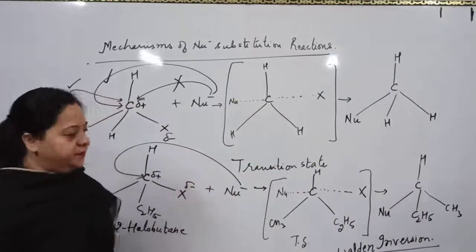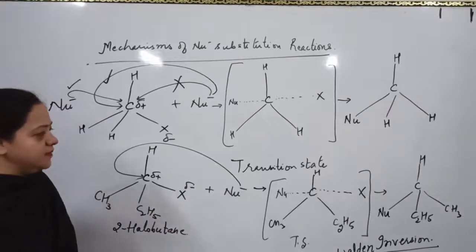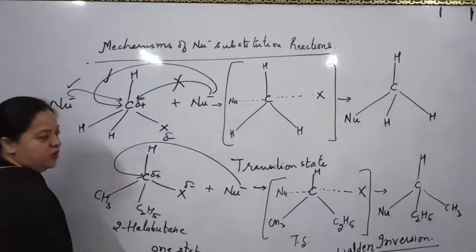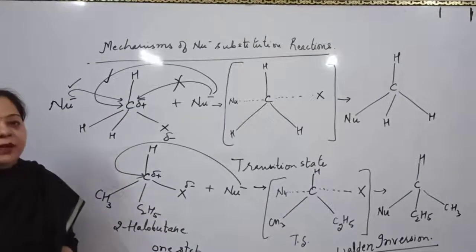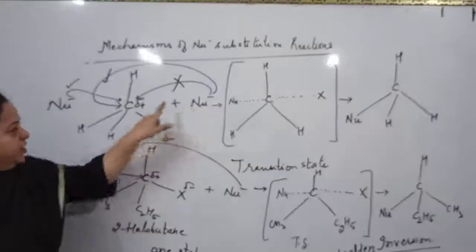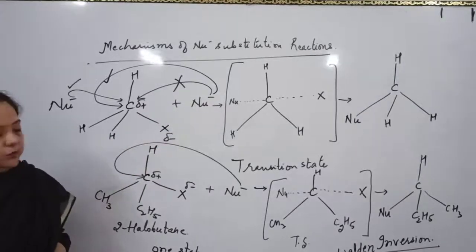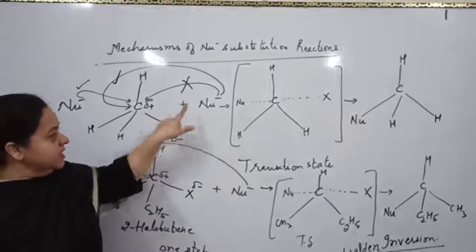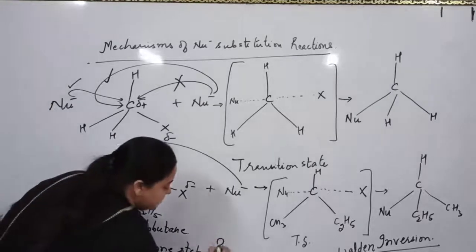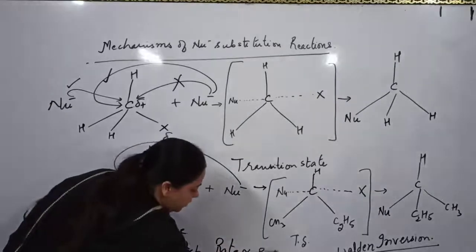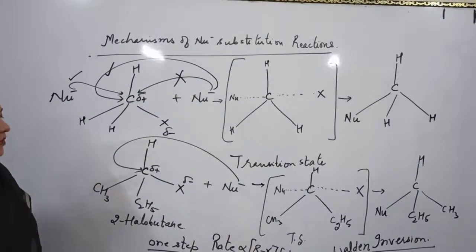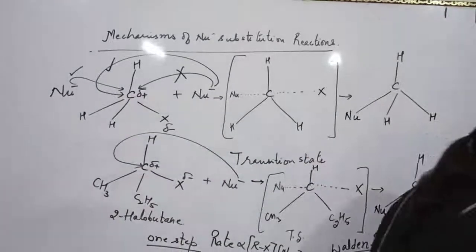Then in this case, as it is a single step process, this is a one-step process in which simultaneous bond formation and bond breaking take place. The rate of the reaction depends upon both the species. Both the species here means one is alkyl halide, another is nucleophile, and as it is a one-step process, the rate of the reaction depends upon both the species, that is alkyl halide and the nucleophile, so the order of the reaction is 2.